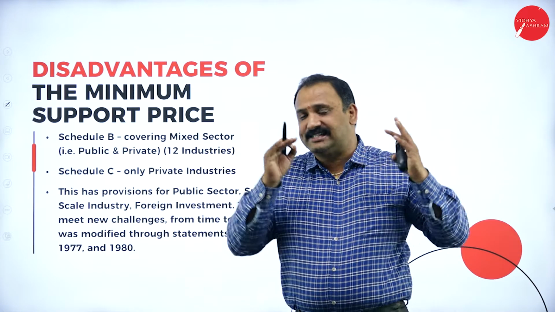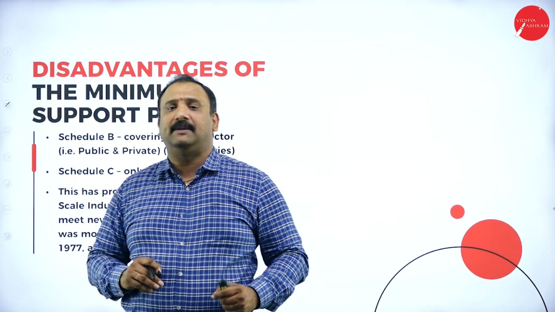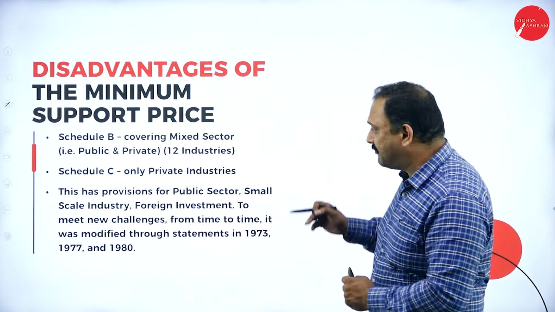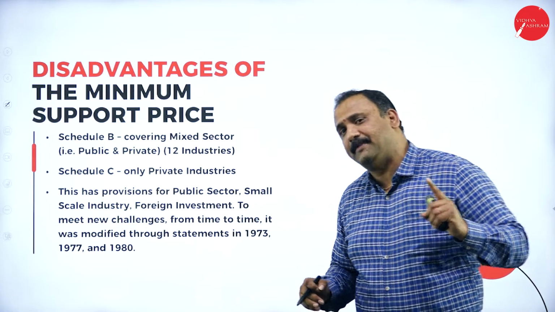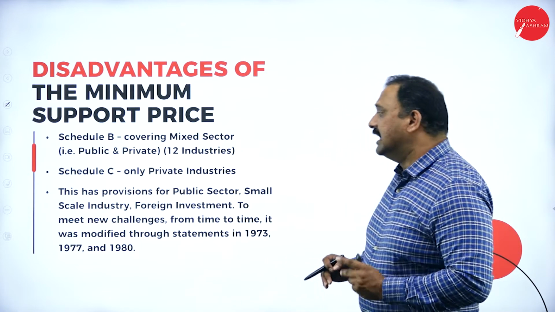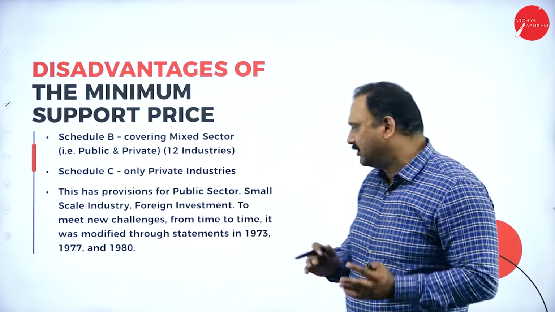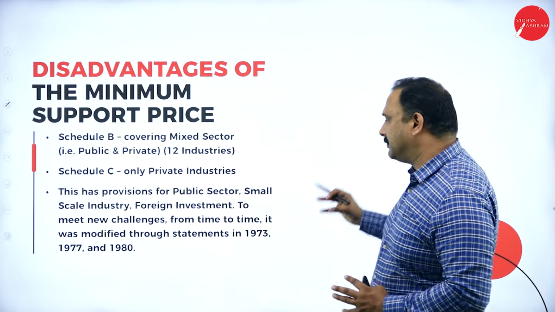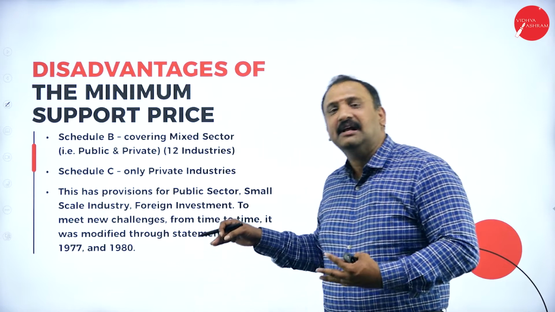So we had 3 schedules altogether. Schedule A, which will talk only about the public sector. Schedule B, which will be covering both public and private. We had 12 industries. And Schedule C, which will talk only about the private industries altogether. Now, the provisions that we are talking about on public, private, small sectors or on the foreign investment was basically to meet the new challenges from time to time, and it got modified in 73, 77 and 1980.